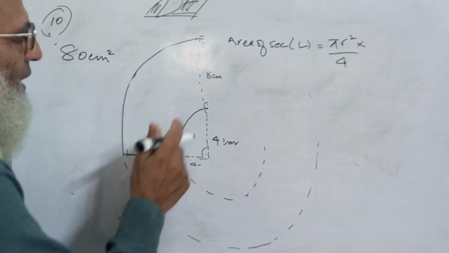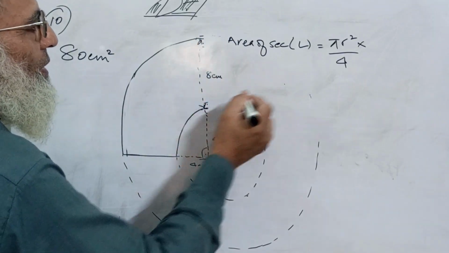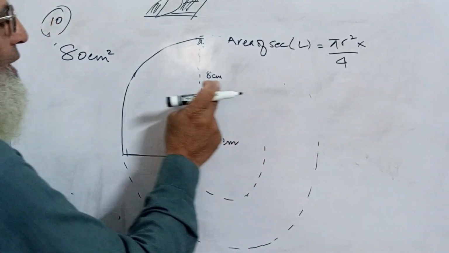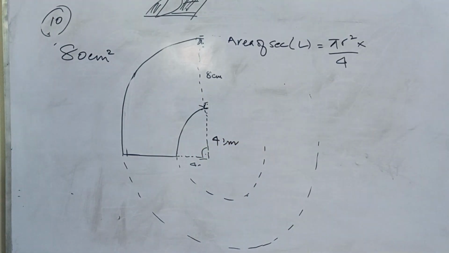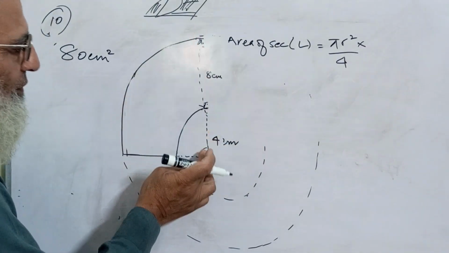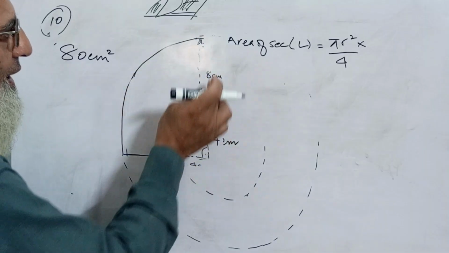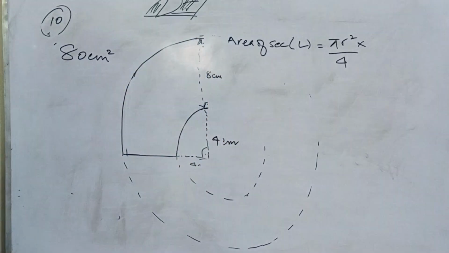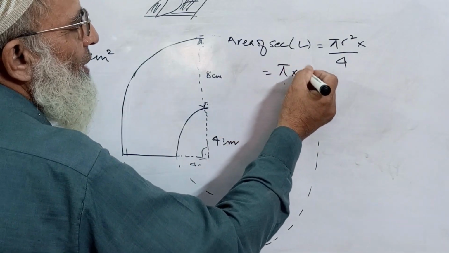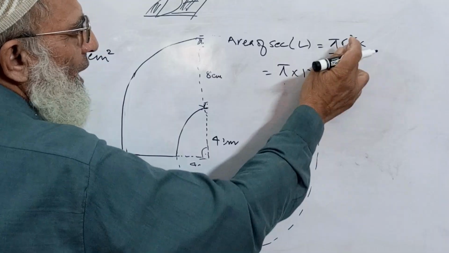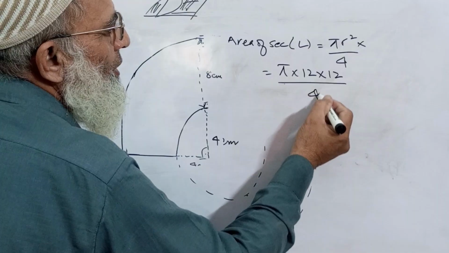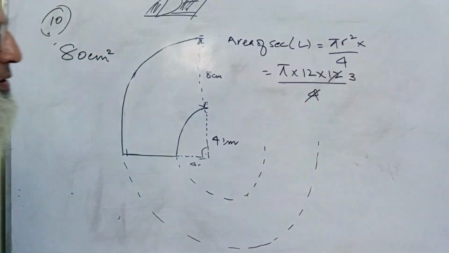according to the book. This was 8 centimeter from here to here. When I drew this, it was 8 centimeter. The impression is still there. Bring this 8 centimeter over here. Now that means the total radius of this larger arc is 8 plus 4, 12. So it will become pi multiplied by 12 multiplied by 12, r square, divided by 4.